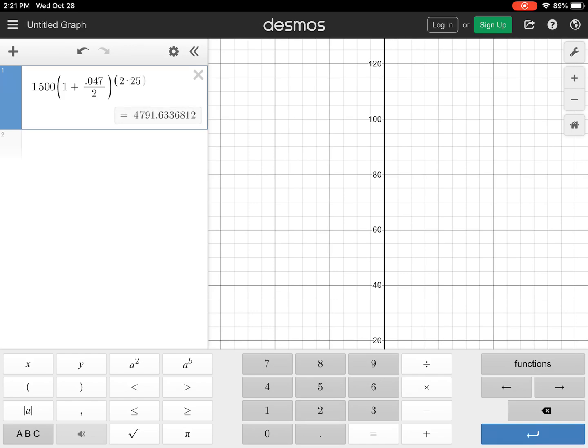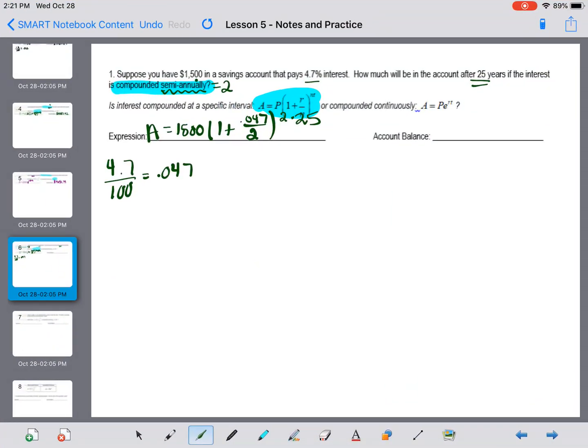And you would have $4,791.63 in your account. Okay. Again, round to the nearest hundredth because we're dealing with money. So our answer would be $4,791.63 if you were charged interest twice a year for 25 years at that rate.